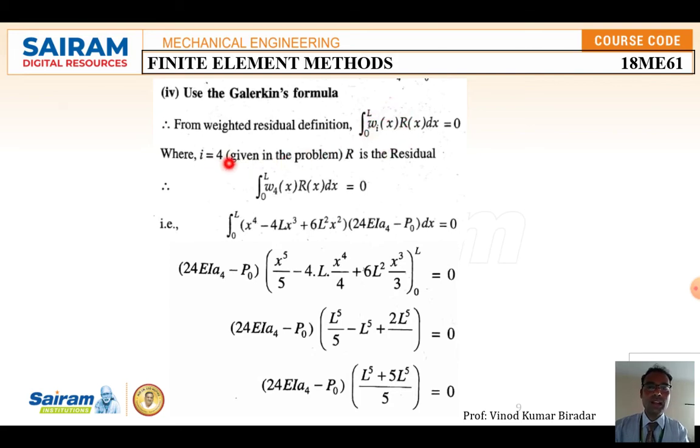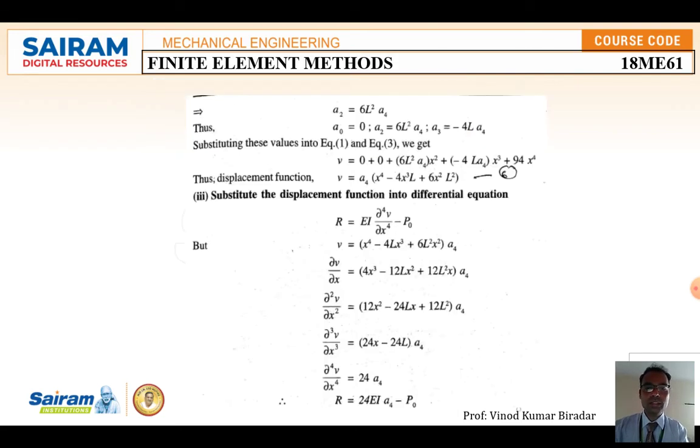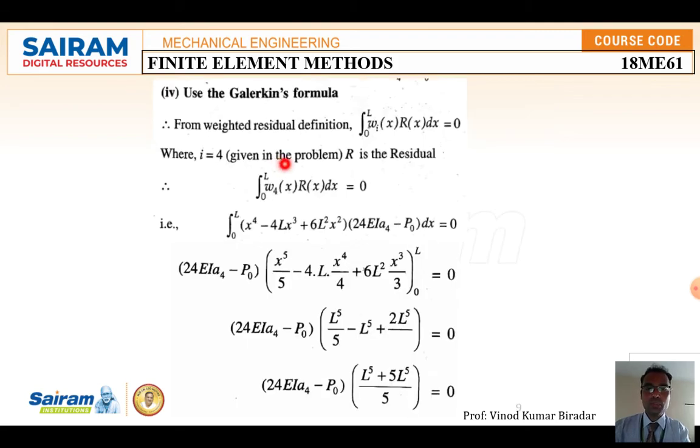How many unknowns are there? The number of unknowns is 4, four terms. Look here, four unknowns are there, so I have to substitute four terms. The integration of 0 to L of the weight, that is the weight function, times the residual r, dx, is equal to 0. This is the Galerkin formula. We know this and we know this, so substitute: (x to the power of 4 minus 4L x cube plus 6L square x square) into (24 EI a4 minus p naught) dx, which is equal to 0.